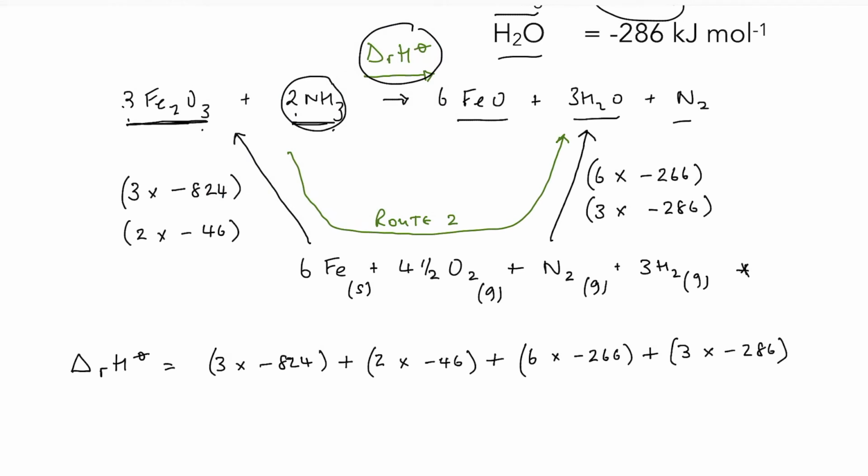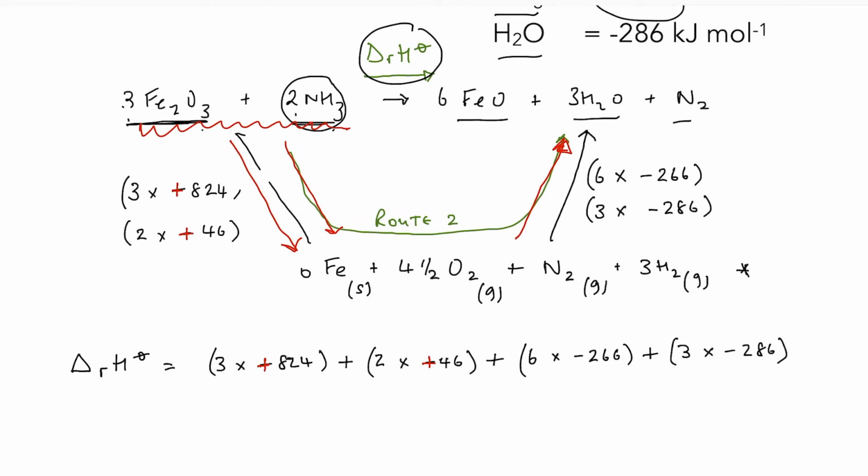Now, route 2 involves going from these compounds here to their elements, then using these elements to make new compounds. So if making a compound is exothermic, unmaking it is going to be endothermic. So I know that I don't want to go from elements to compounds. What I actually want to do is go from compounds to elements. So I will reverse the sign on these two numbers, because if making the compound is exothermic, breaking it down is going to be endothermic. And I'm going to change the sign in my line down here in my actual calculation.